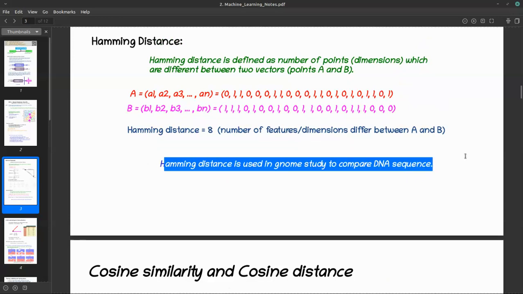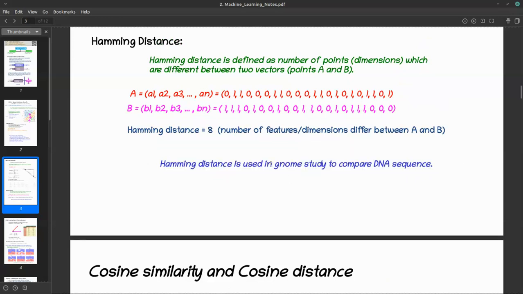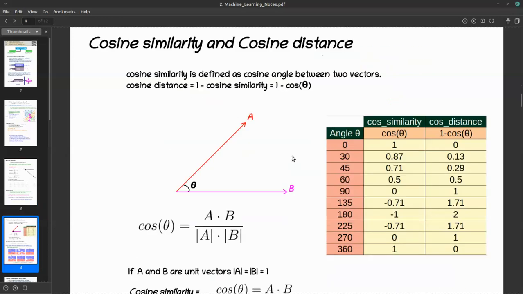One use of Hamming distance I have noted is in genomic study to compare DNA sequences. If the length of strings a and b is very large, in thousands or millions, then Hamming distance will definitely be helpful. If you just want to see how much difference there is, you can use the Hamming distance. Correct. Next very useful topic, cosine similarity.